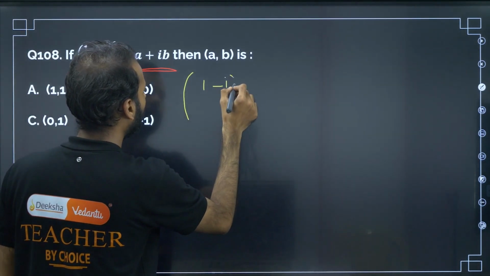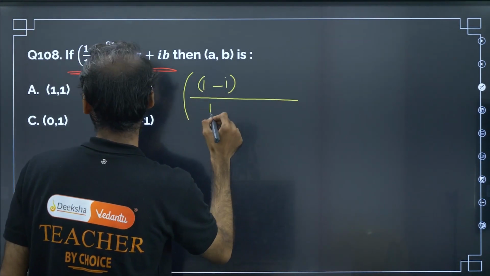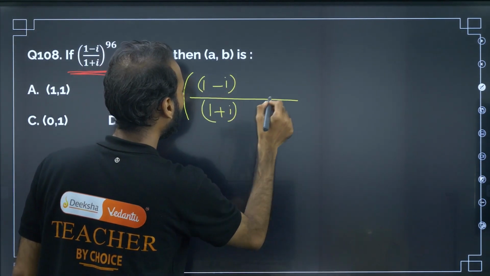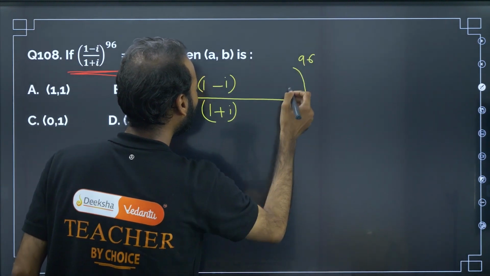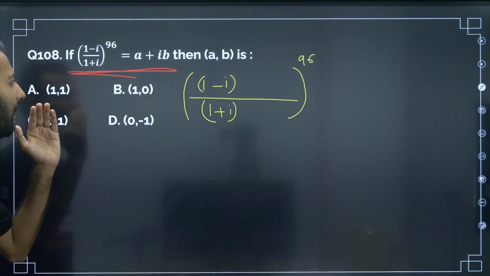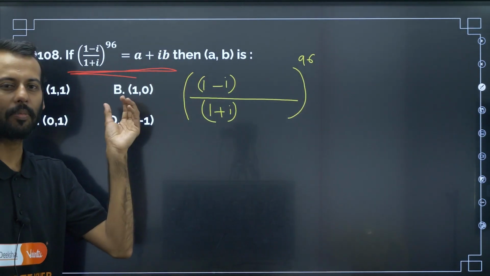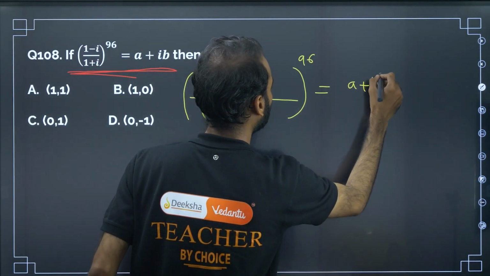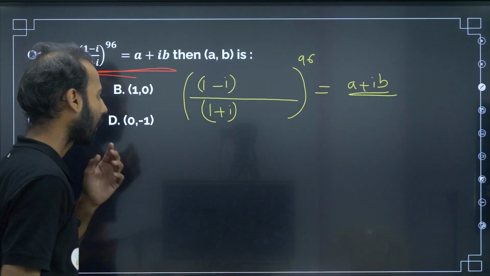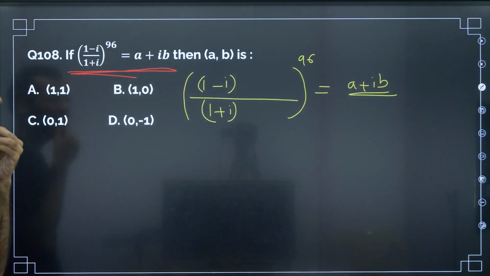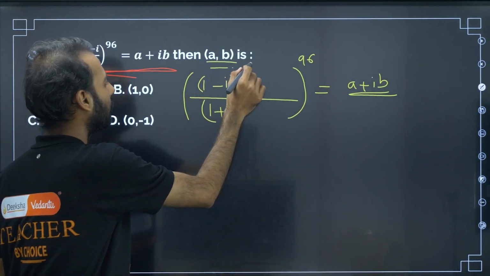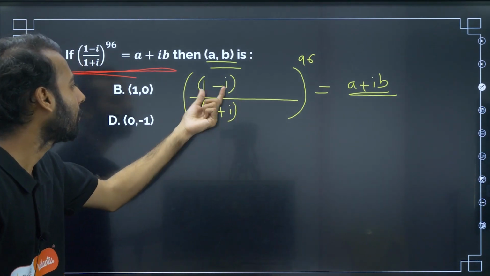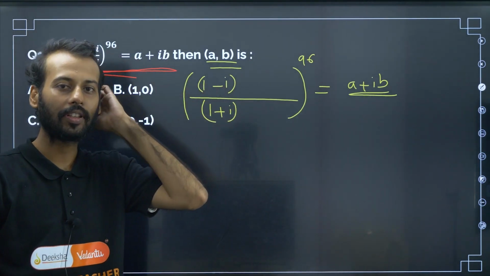Just the given equation, let me write (1 minus i by 1 plus i) power 96. I am just copying and pasting. No creativity, no logic, nothing, just copy paste, that's it. Is equal to a plus ib. So now what to do? They're asking to find this a, b value. Basically they are expecting us to simplify this expression. How to simplify this expression?